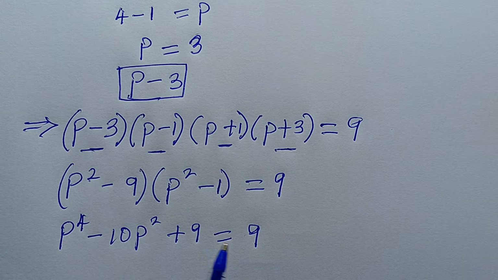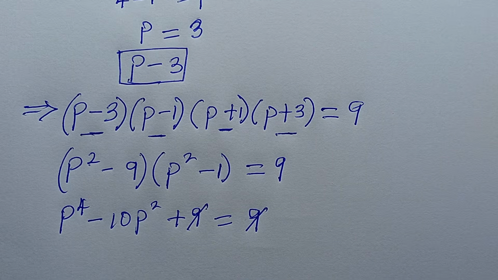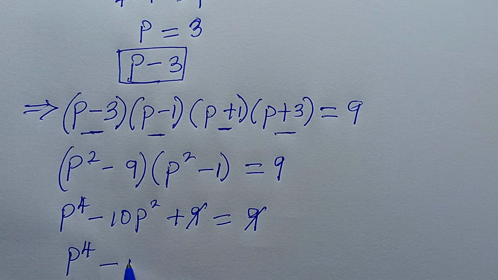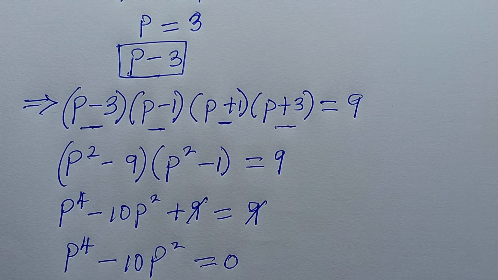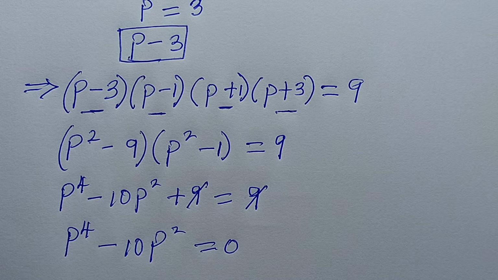Now, because we're having 9 here, we are having 9 here, and so they will leave the system. So when they cancel out, we are now left with p to the power of 4, then minus 10, p to the power of 2 equal to 0. We can just factor out p to the power of 2 from the system.